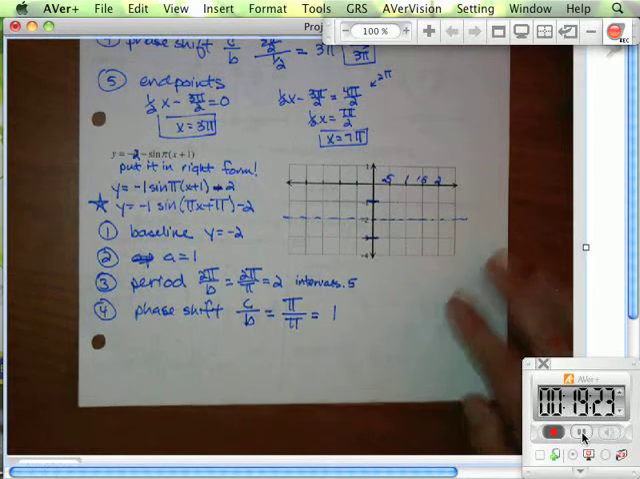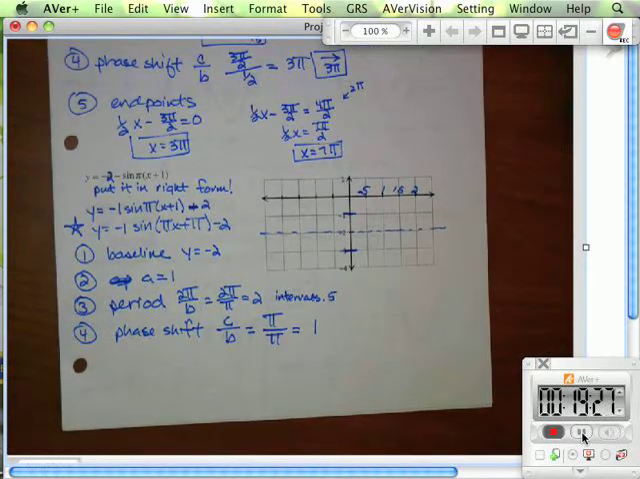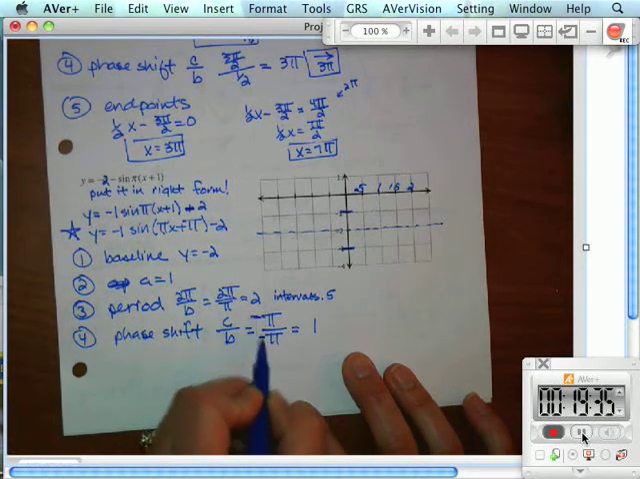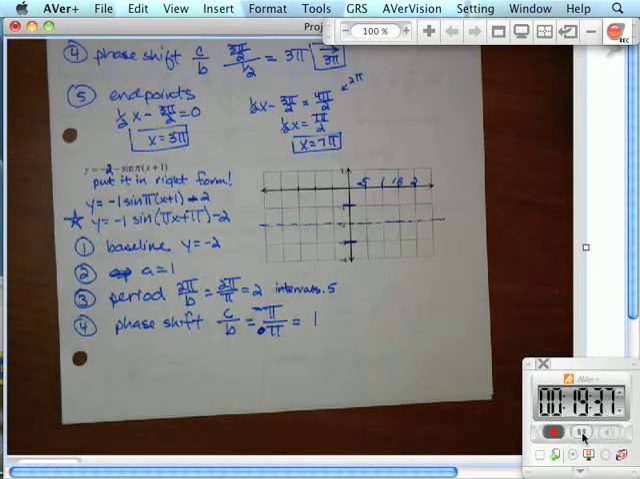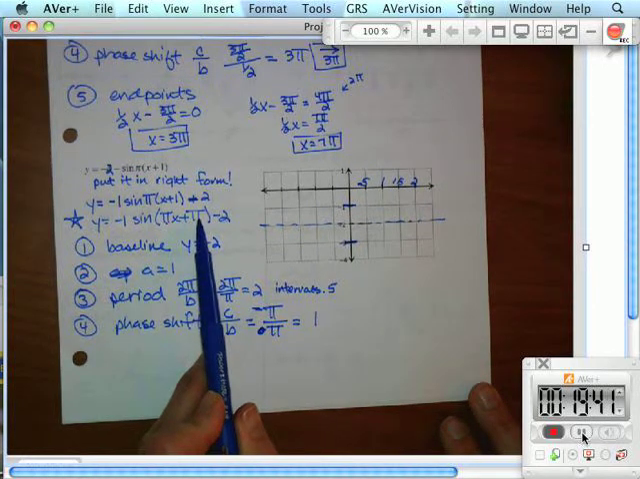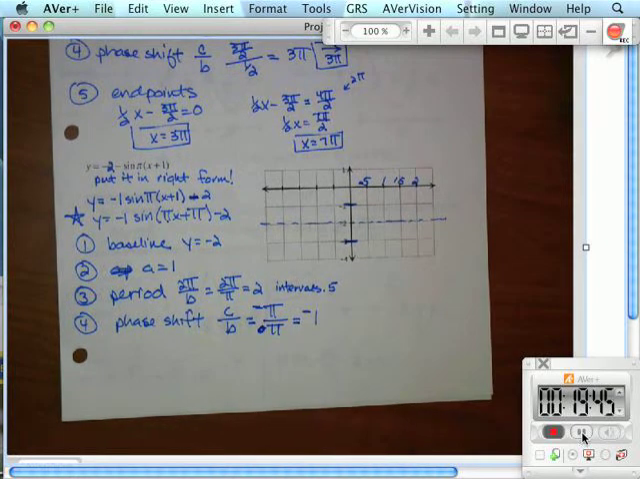Nope, got a problem. Who caught it? What's the problem? What is C actually? Negative pi. Excuse me, C is negative pi. Because this is a plus, it had to be a negative that went in there to make that happen. So it's negative 1. So we're actually shifting to the left 1.